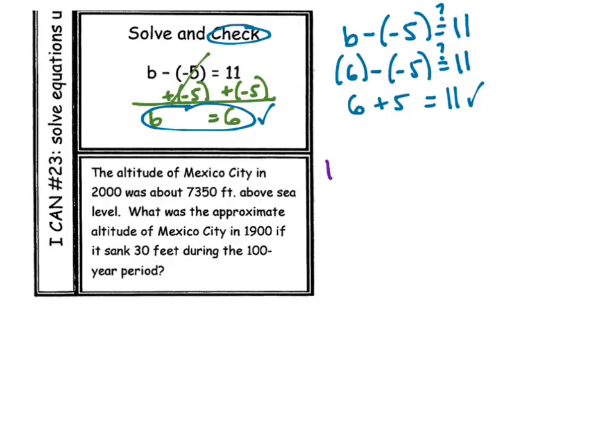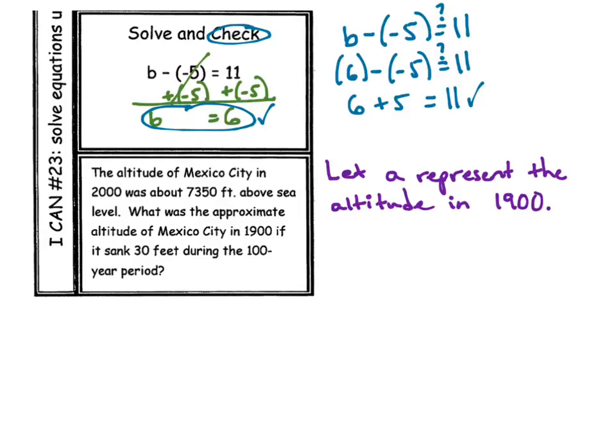Okay, last one. Before you get started on this, I want to introduce you to declaring your variables. You are going to tell me what variable you're going to use and what it's going to represent. So in this case, the altitude of Mexico City in 2000 was about 7,350 feet above sea level. What was the approximate altitude of Mexico in 1900 if it sank 30 feet during the 100-year period?